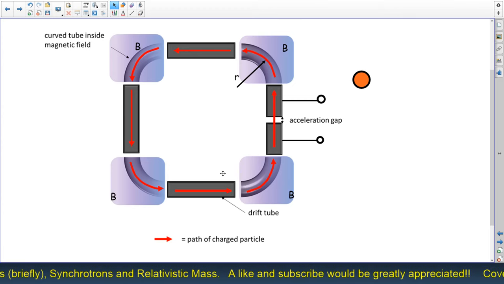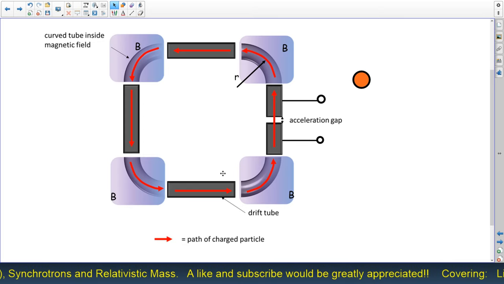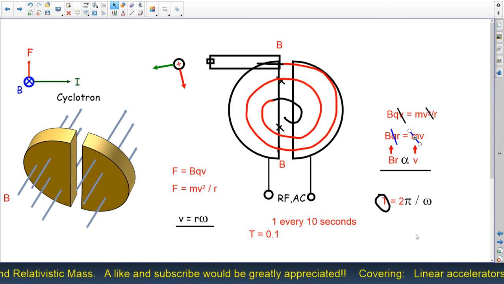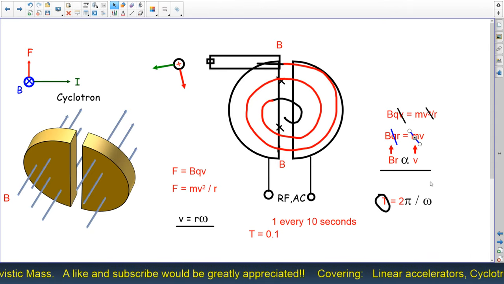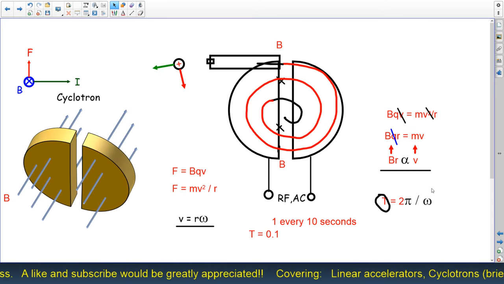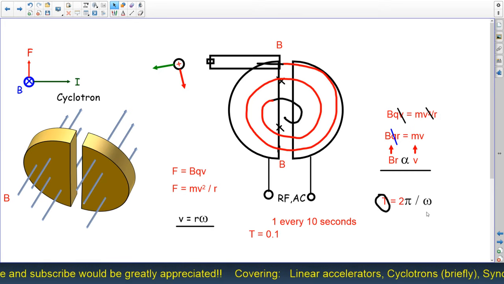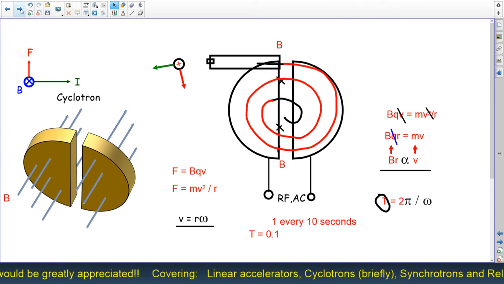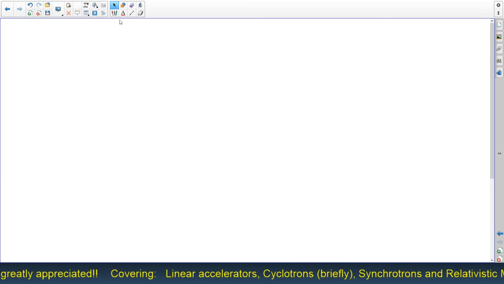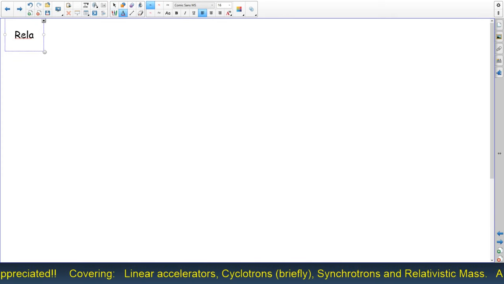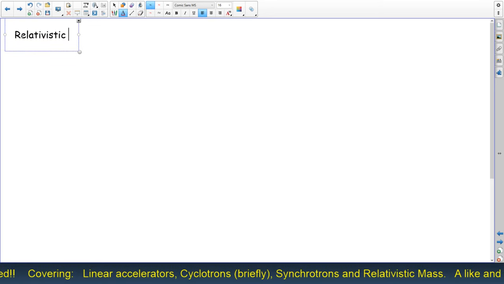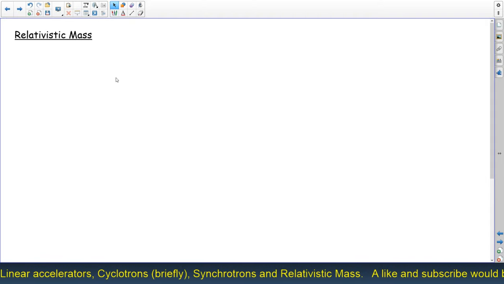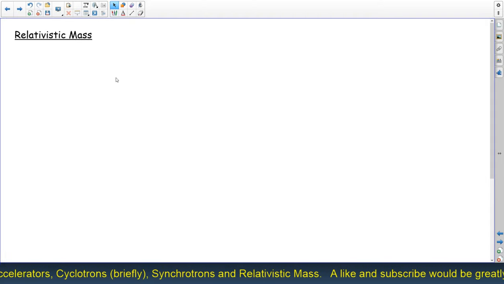And once we do, we run into a little bit of a problem. Do you remember that we said that m was a constant? Turns out that at very high speeds, it isn't. The mass changes, or appears to change, or behaves as if it changes as the object gets faster and faster. And this is a term that we call relativistic mass. And this is our second part of our learning. So, relativistic mass.